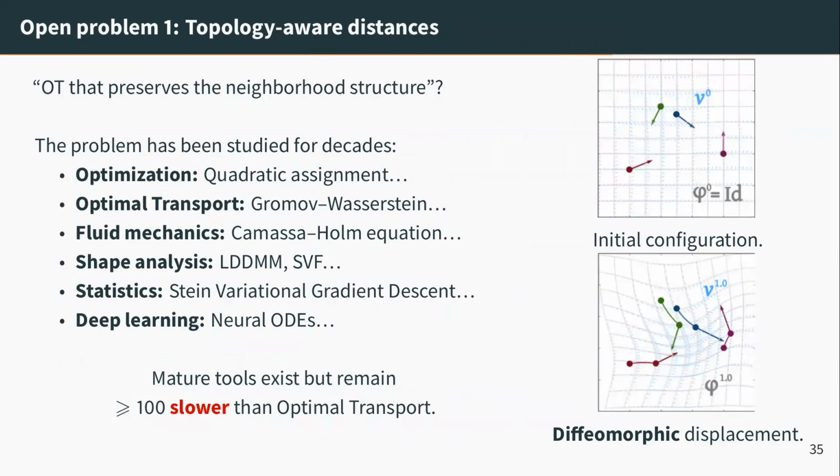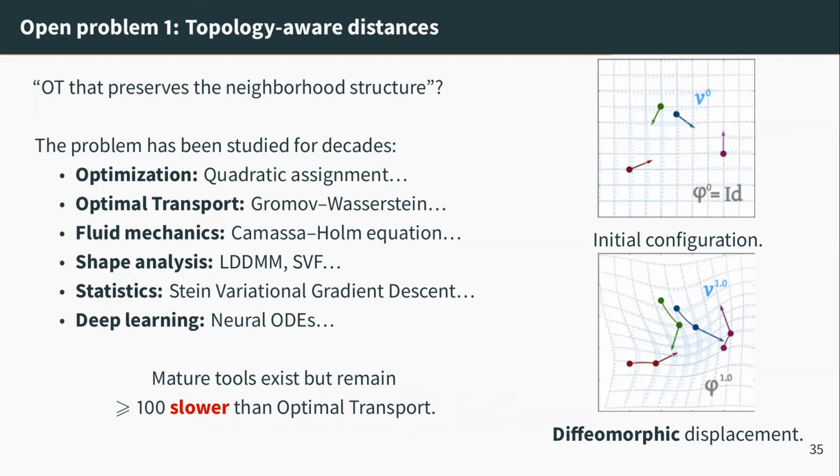Well, the first one is, can we define topology-aware distances? Okay, because I showed you that optimal transport does not preserve the neighborhood structure, and neither do kernel norms or the Fisher-Rao metric. So can we define an optimal transport that preserves the neighborhood structure, that transports distributions, but making sure that neighbors in the source get mapped to neighbors in the target? So it's a problem that has been studied for decades. Okay, in optimization, we call that the quadratic assignment problem, when optimal transport is a linear assignment problem. In optimal transport theory, they talk about the Gromov-Wasserstein distance.